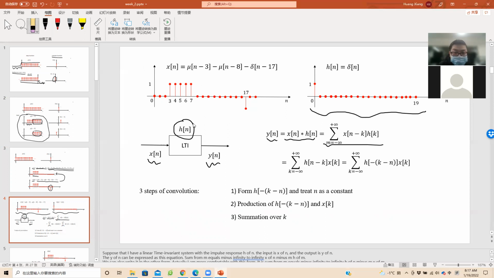Sorry, wait a minute. Let's make some small modification. Wait a minute.